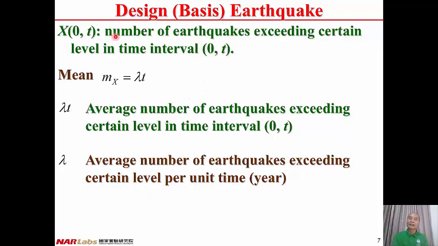X is defined as the number of earthquakes exceeding a certain level in the time interval from 0 to T. Therefore, the mean of X is the average number of earthquakes exceeding a certain level in the time interval from 0 to T. If we divide the mean by T, we have lambda, which is the average number of earthquakes exceeding a certain level per unit time. Usually the unit of time here is year, therefore it's per unit year. So lambda T is the average number of earthquakes exceeding a certain level in the time interval from 0 to T, and lambda is the average number of earthquakes exceeding a certain level per unit year.